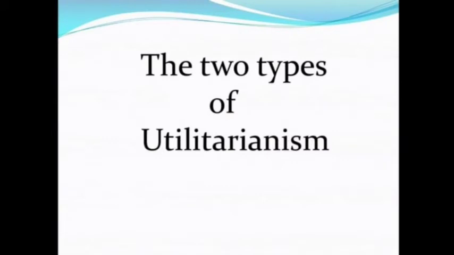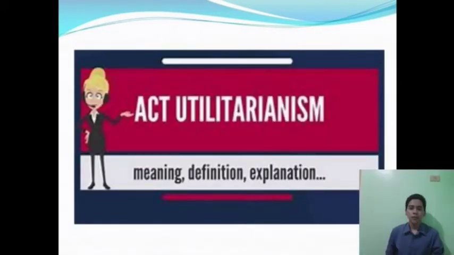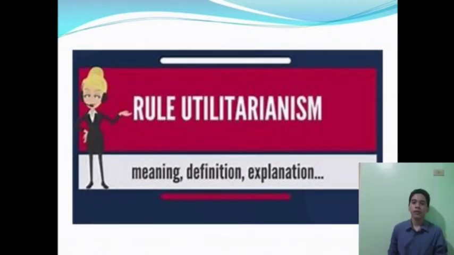The 2 types of utilitarianism. So what is act utilitarianism? It argues that we should always choose our actions based on what will cause the greatest amount of happiness. And then, what is rule utilitarianism? It argues that we should figure out what sort of behavior usually causes happiness and turn it into a set of rules.